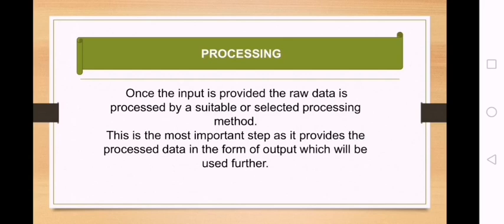Processing. Once the input is provided, the raw data is processed by a suitable or selected processing method. This is the most important step as it provides the processed data in the form of output, which will be used further. Typical programs include operating system, word processor, spreadsheets, web browsers, and so on.